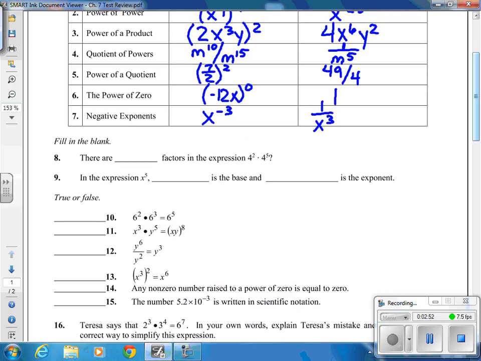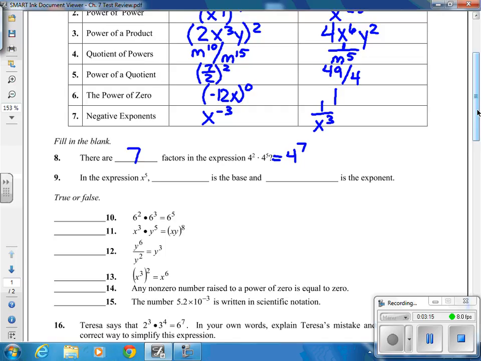All right, for numbers 8 and 9, you need to fill in the blank. There are blank factors in the expression 4 squared times 4 to the 5th. If we simplify this, we end up with 4 to the 7th power. Remember, we talked about in class with the graphic organizer that another way to say this is 7 factors of 4. So there are 7 factors in that expression. The exponent tells you how many factors.